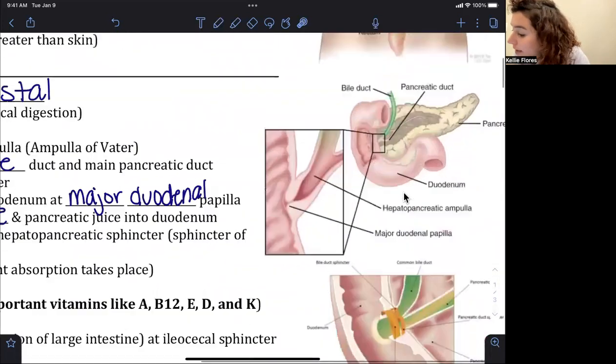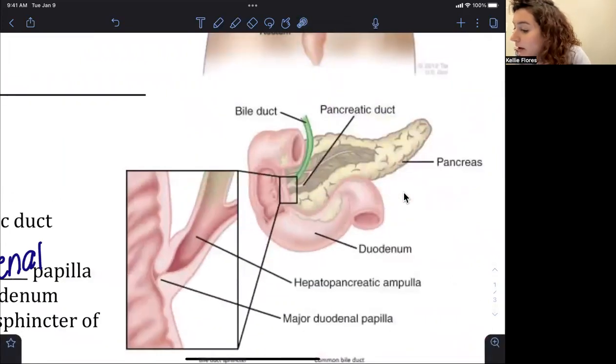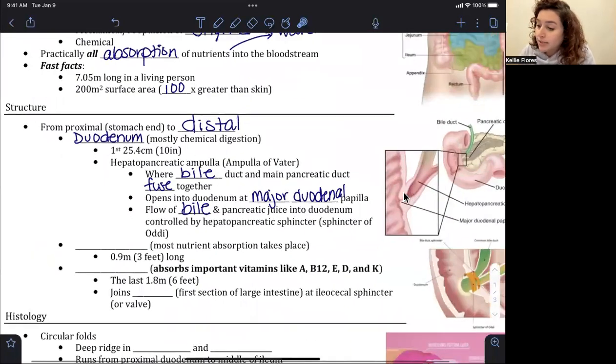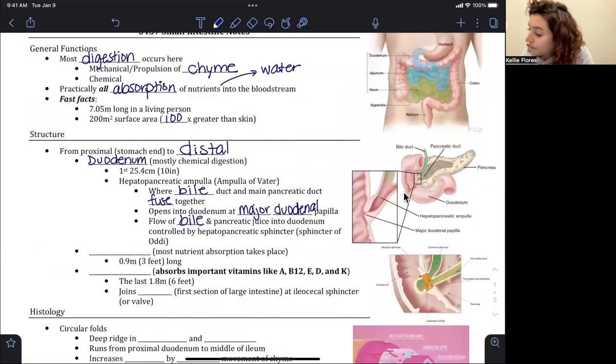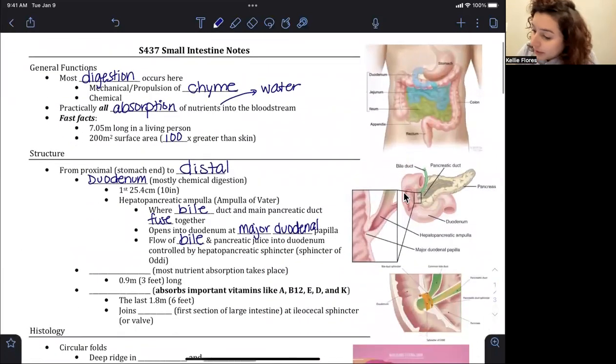It has this nice little intersect. And so what is happening? Why do we need bile and all that stuff? That's going to help us with our digestion process from these accessory organs of the gallbladder and the pancreas. So the next structure is going to be the jejunum. The jejunum, if you recall, is the middle section.